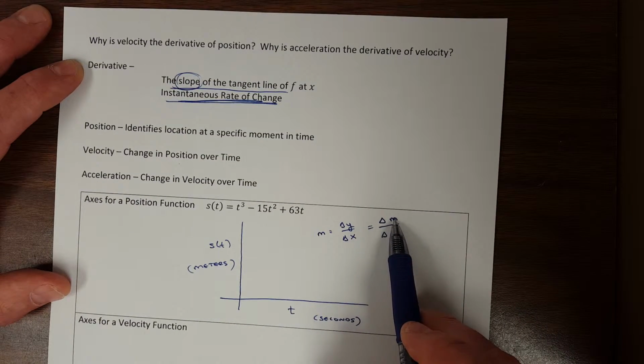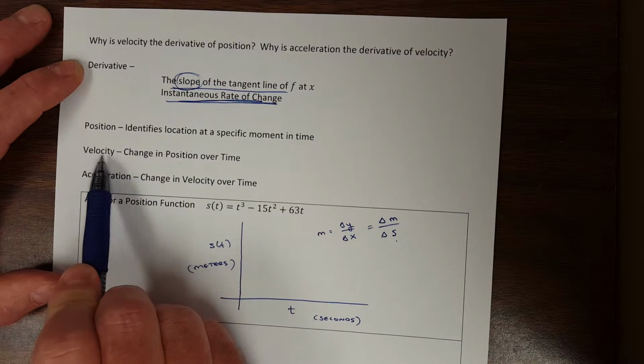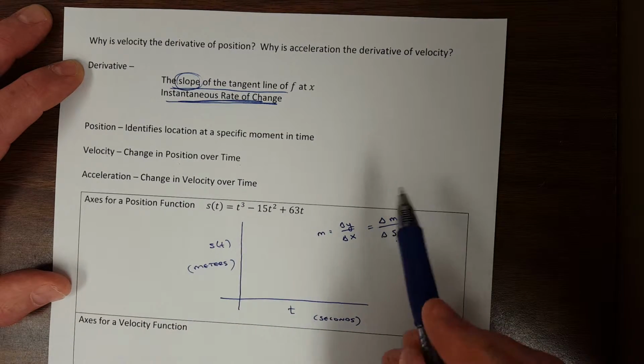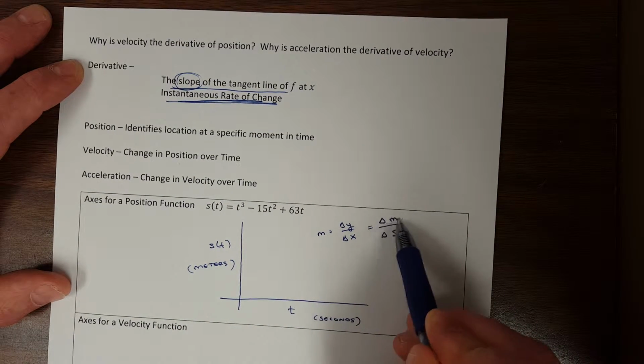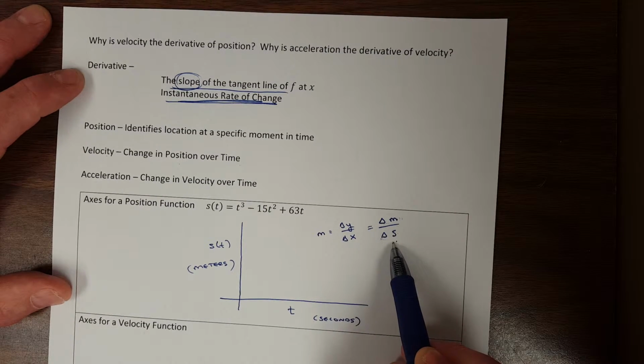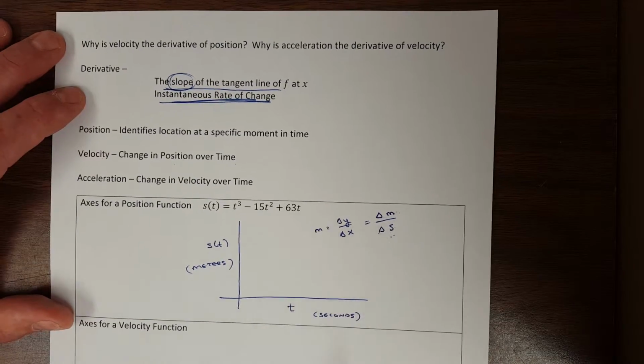So we have meters per second here, and that fits our definition of velocity. Velocity is a change in position over time. So here's our change in position. How many meters did that change? And how long did it take for that to occur? So that's why the derivative, which has to do with the slope of our position function, is velocity.